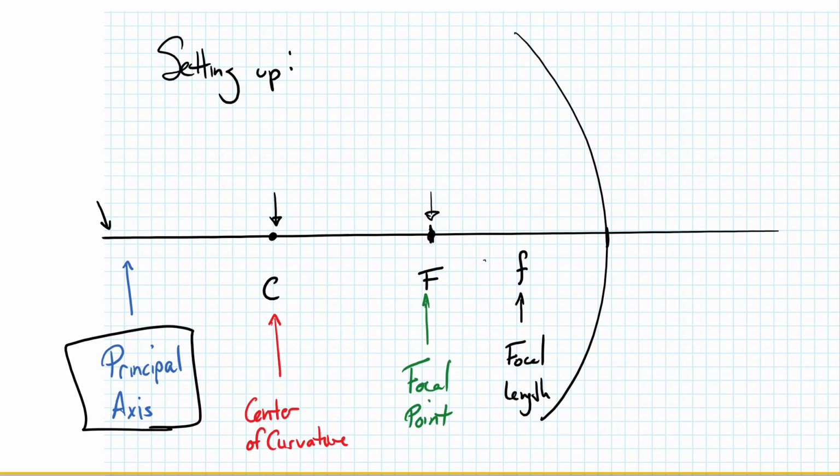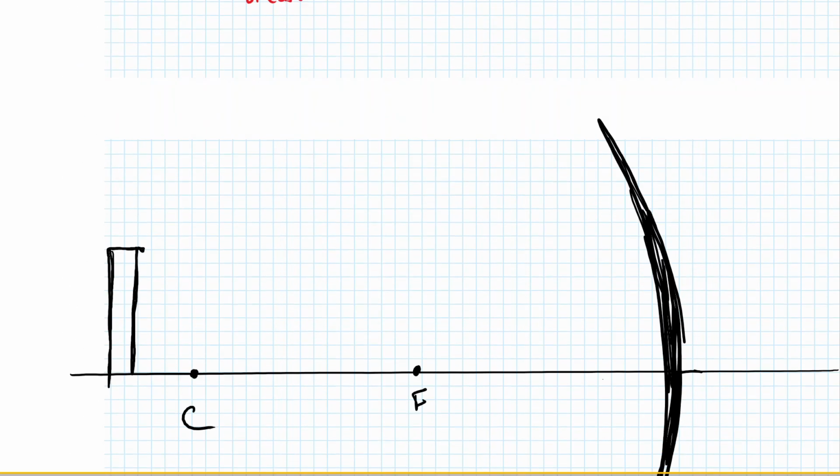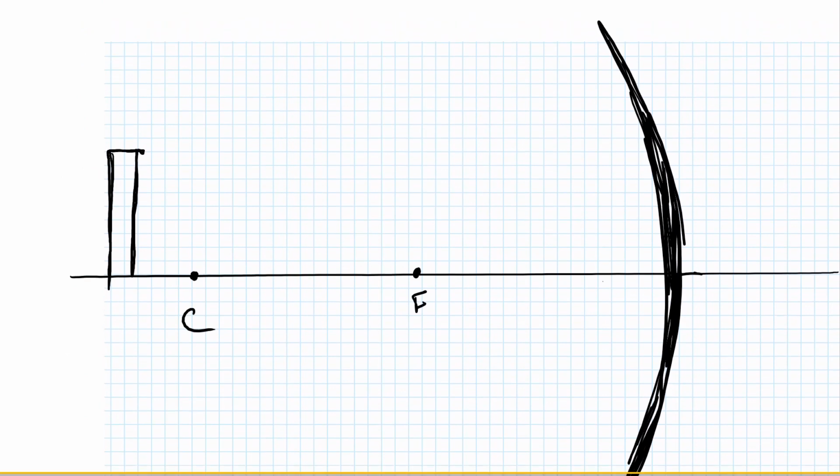And the distance from the center to the mirror, this distance right here, that is just the radius of curvature, or the radius. Now, let's take a look at an example like this. I've got an object chilling out here outside of C, and I want to know where the image of this object is going to be.